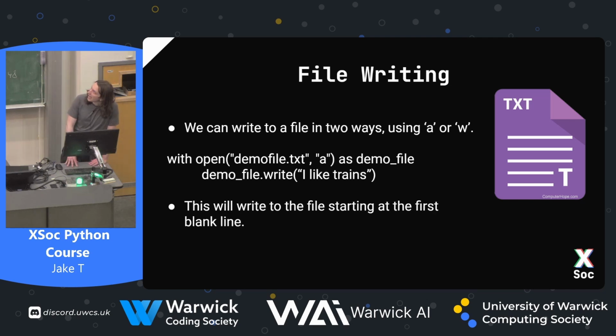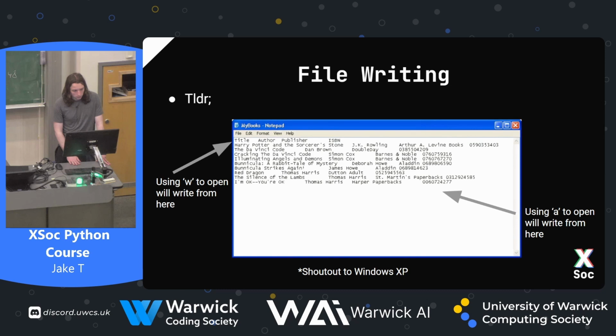So we can also use the A as well. Instead of rewriting the entire file with I like trains, we're instead going to add I like trains to the bottom. As a TLDR, if we use W to open it, we're going to start at the beginning, throw away all of the contents, and write whatever new stuff we need there, whether it be the same, different, whatever. However, if we use the A instead of the W, then we're going to add to the bottom of it. We keep that and just keep on writing to the bottom of it.